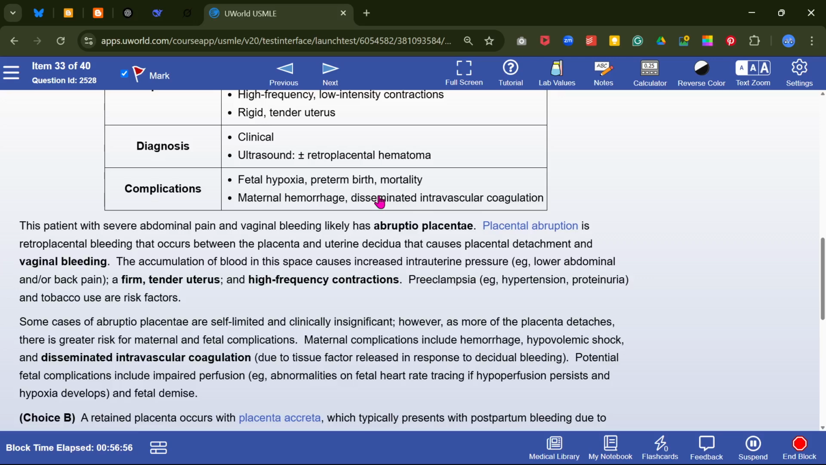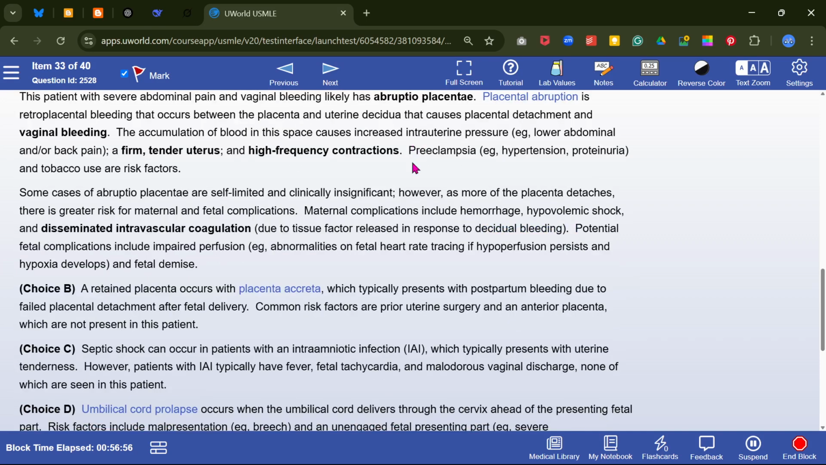Some cases of abruptio placentae are self-limited and clinically insignificant. However, as more of the placenta detaches, there is greater risk for maternal and fetal complications. Maternal complications include hemorrhage, hypovolemic shock, and DIC, due to tissue factor release in response to decidual bleeding. Potential fetal complications include impaired perfusion, abnormalities of the heart rate tracing if hypoperfusion persists and hypoxia develops, and fetal demise.